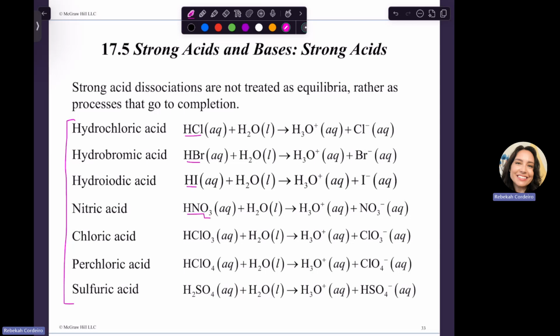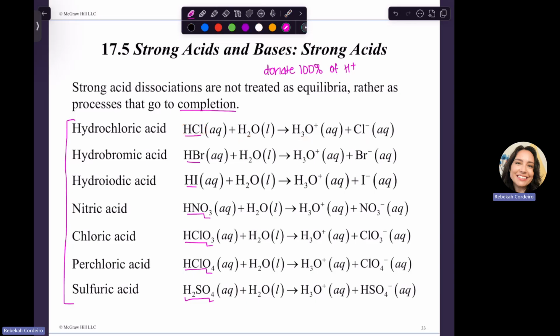And when you see them, know that when we say strong, what we mean is they go 100%. They go to completion. So they donate 100% of their H plus. Notice that we don't have a back and forth. There's not an equilibrium. If you have HCl and water, it is going to 100% turn into ions.